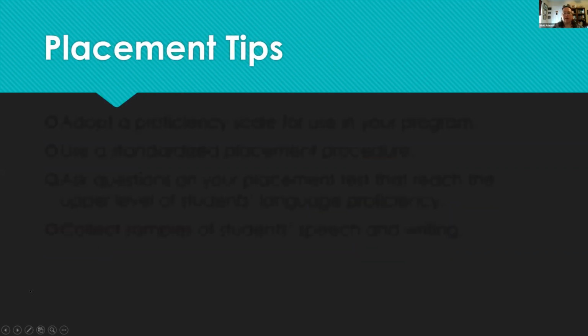So since I've been talking about multi-level classes, I'd also like to share some tips that I think a program can follow that can help reduce the amount of multi-levelness that they have in their classes. You're never going to get away from it totally, because as some people have said, every class is a multi-level class. There are just so many differences between students. You're never going to have this uniform class where everyone is exactly the same. But there are some things that programs can do to reduce, let's say, misplacement, where students are in the wrong level and they could be in a level that better meets their needs.